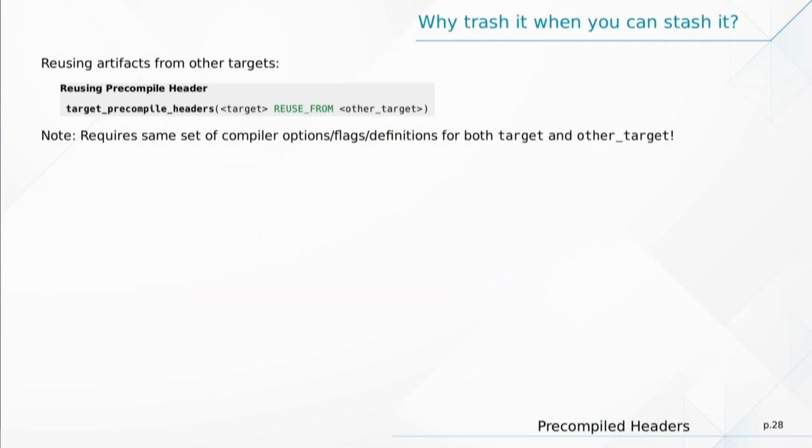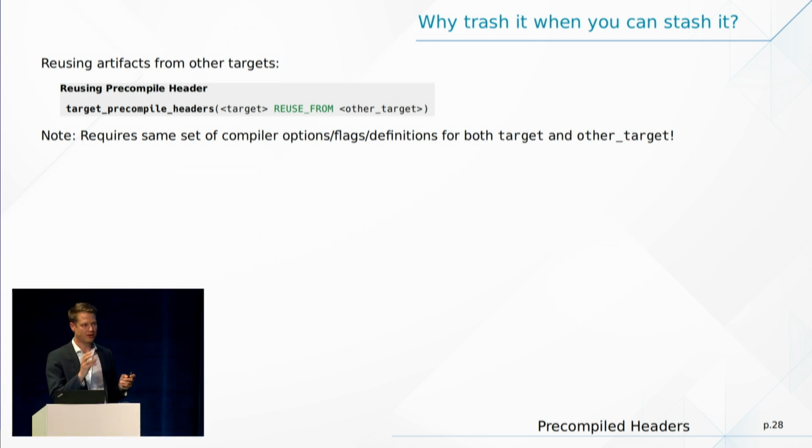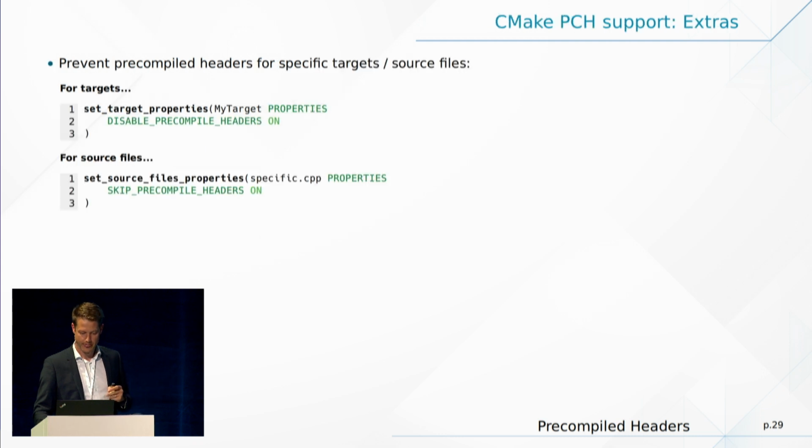That's about implementation detail. There's also the possibility to reuse artifacts. If you ever created a precompiled header, you can actually reuse it. Normally, CMake would use a separate generated precompiled header each time you do target_precompile_headers. This one basically saves you from that. But you need to take care to use the same options, flags, and definitions for both targets. You can disable precompiled header support on individual files. Very important if you have a large set of unit tests, which are tiny and do not need to take advantage of precompiled headers. There you can disable them.